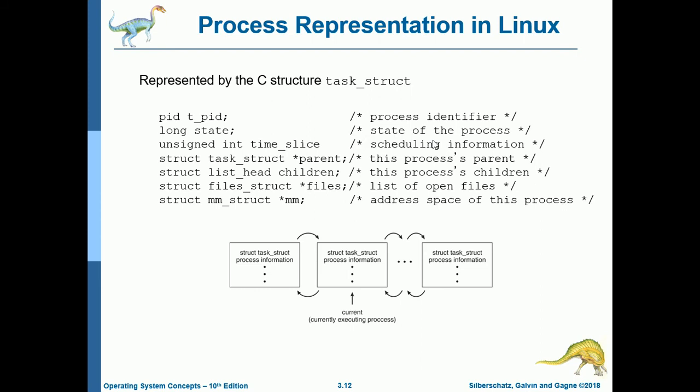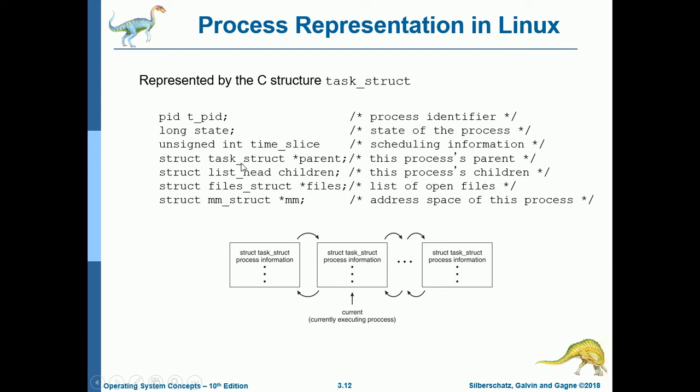Next, how about the process representation in Linux? It is represented by the C structure task_struct. As you can notice, the operating system is mostly built on C. We have pid_t pid, the process identifier; long state, the state of the process; and unsigned int time_slice, the scheduling information.